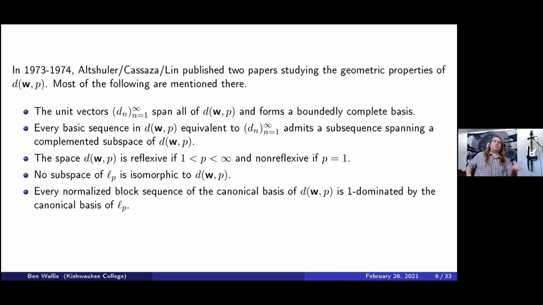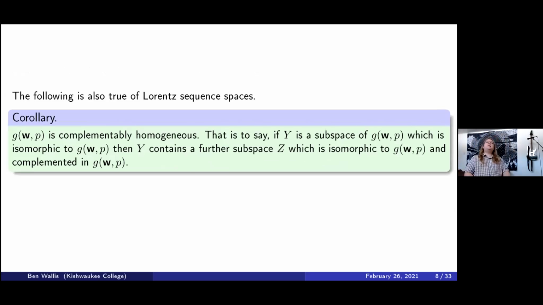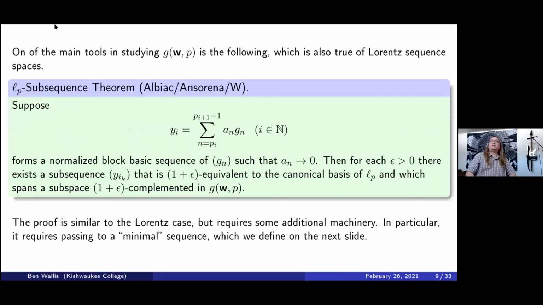They proved many more things, but this is some basic overview of what they proved. And so you might ask, since the Garling sequence spaces are so similar to the Lorentz sequence spaces in definition, how many of these results carry over? And the answer is, of course, all of them. I won't read this slide to you, but this is basically the same thing with the Garling sequence space. These are identical proofs to the Lorentz case, so nothing surprising here. As I said, the space is complementably homogeneous, as are the Garling sequence spaces. What that means is if Y is a subspace which is isomorphic to the parent space, then you can dip into that subspace, get a further subspace which is still isomorphic to the parent space, but is complemented in the parent space. That's true of Garling and Lorentz sequence spaces.